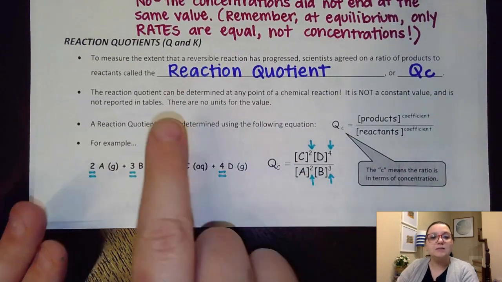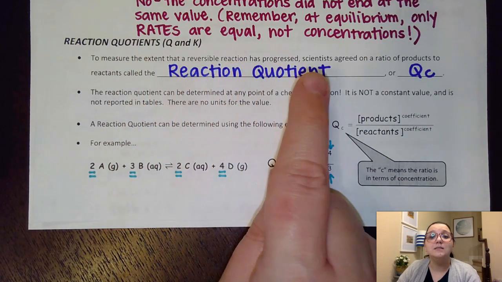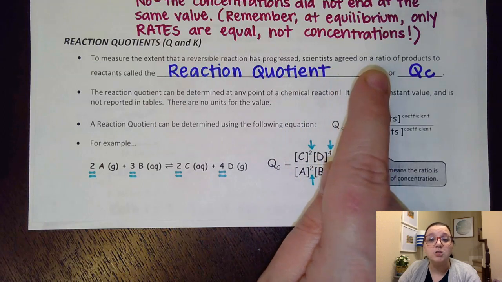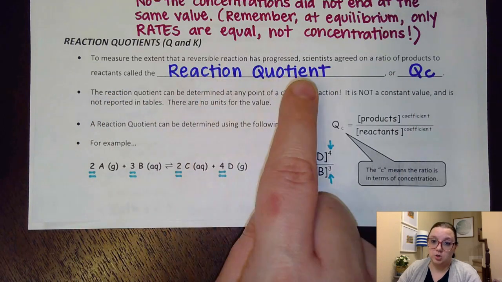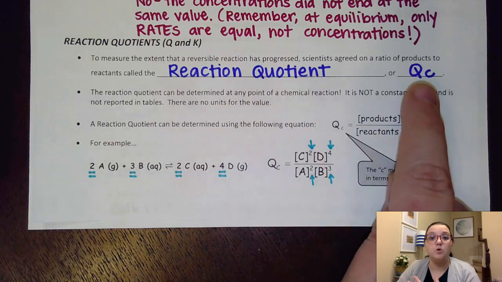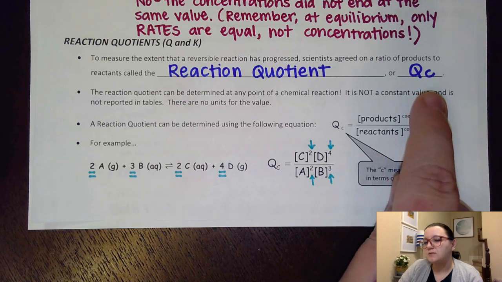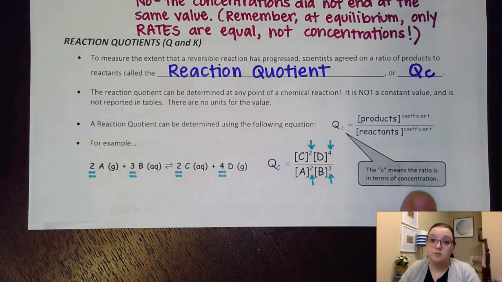Okay, it says to measure the extent that a reversible reaction has progressed, scientists agreed on a ratio of products to reactants called the reaction quotient. Now you notice they use this symbol of Q here for the quotient. It has a subscript of C because we use this in terms of concentration. Typically molarity is the common unit that we use.